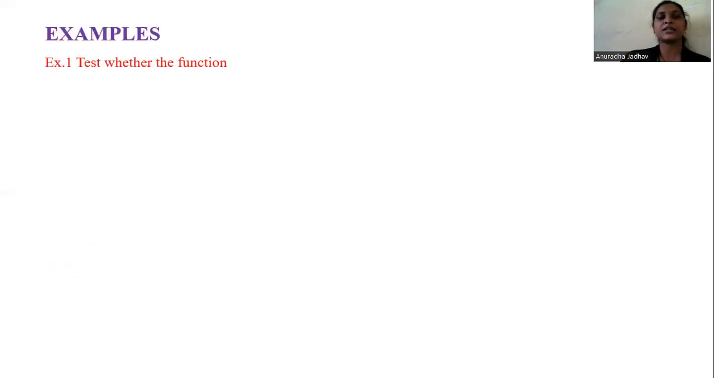Okay, let's see some examples on it. First one is: test whether the function f of x is equal to (3x minus 2) raised to 2 upon 5 is differentiable at x is equal to 2 upon 3. Here what we have to do is test whether the given function f of x is differentiable or not at x is equal to 2/3.